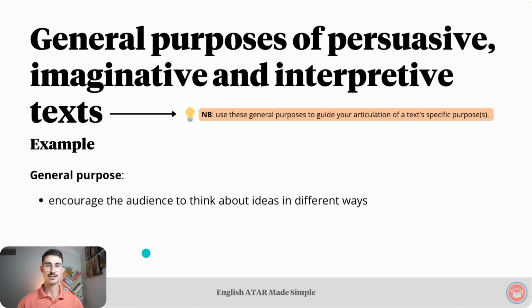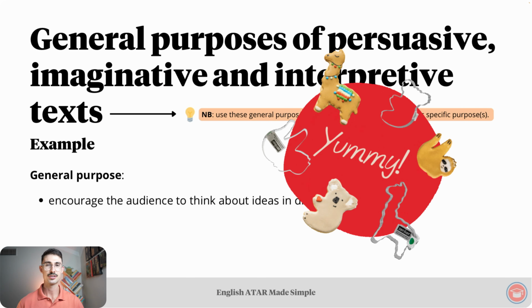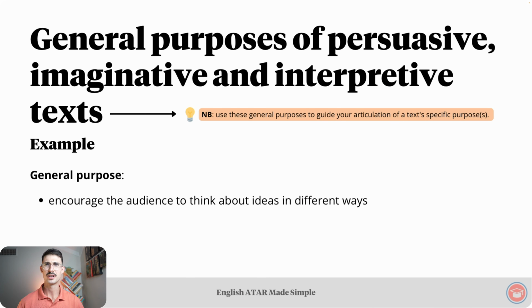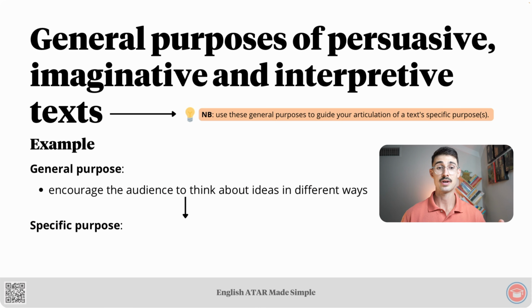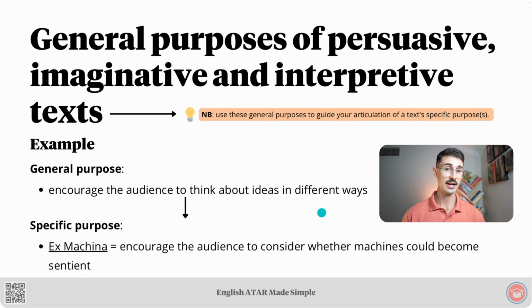Saying this is the purpose of the text is just a cookie cutter approach. It's telling the marker that you're not really analyzing the specific text. However, if you used this general purpose to form the baseline of a more specific purpose, then you'd be on the right track. In this example, a more specific purpose could be that Ex Machina encourages the audience to consider whether machines could become sentient. What we've done here is taken a general purpose from the table and use it as a foundation to then articulate a more specific purpose that is specific to the text.